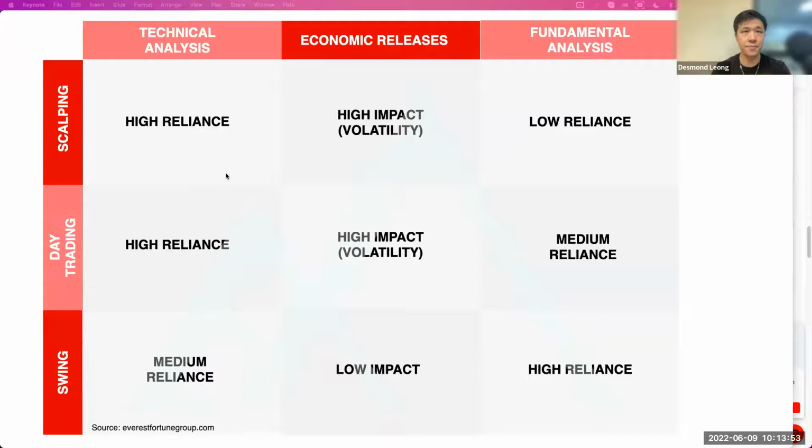So for example, on the top here, we've got technical analysis, we got economic releases, and we got fundamental analysis, right? On the left here, we've got 3 different trading styles. We got scalping, we got day trading, and we got swing trading. Let me just see if I can draw, just draw using a little thing here. Yeah, we got scalping, we got day trading, and we got swing trading over here, right? So how this actually affects the known unknowns, right? How is this affected, right?